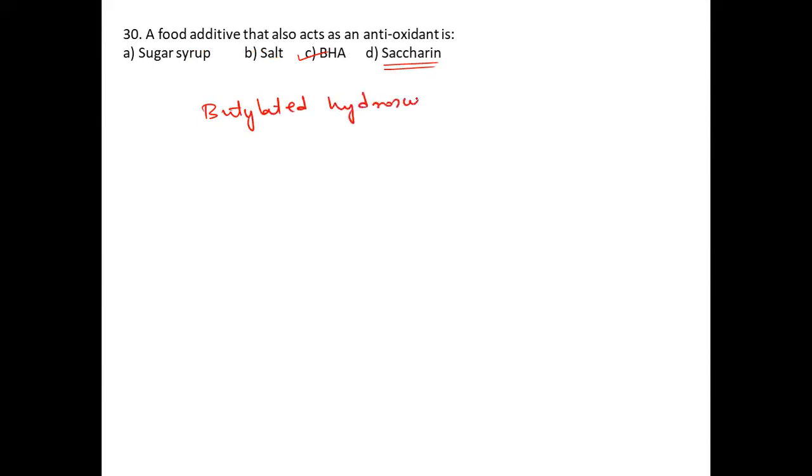hydroxyl anisole. So BHA, in the sense butylated hydroxyl anisole, acts as an antioxidant in foods to stop the food from getting oxidized and preventing them from going rancid.